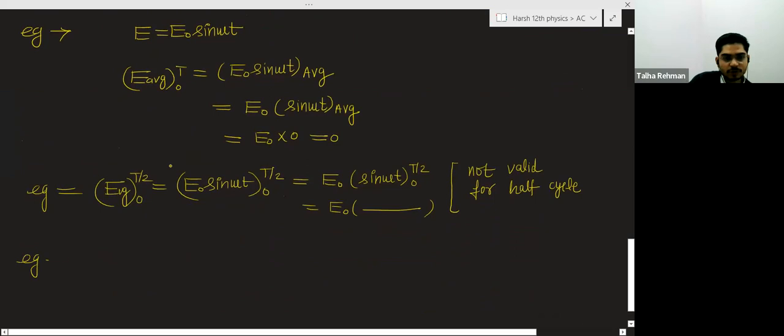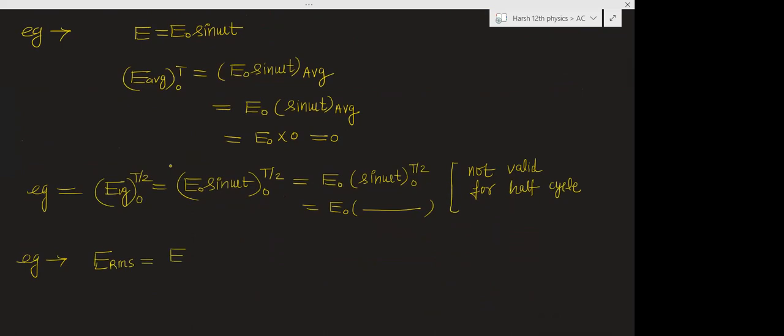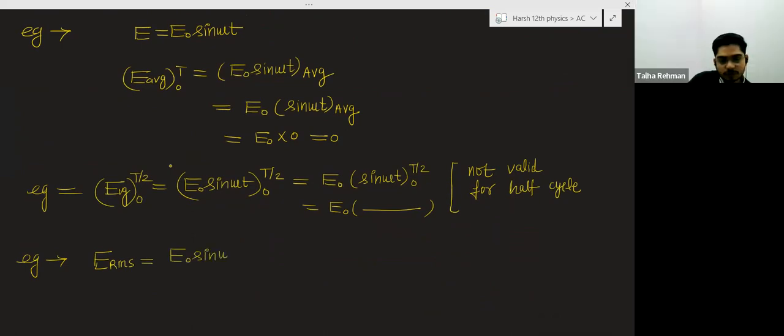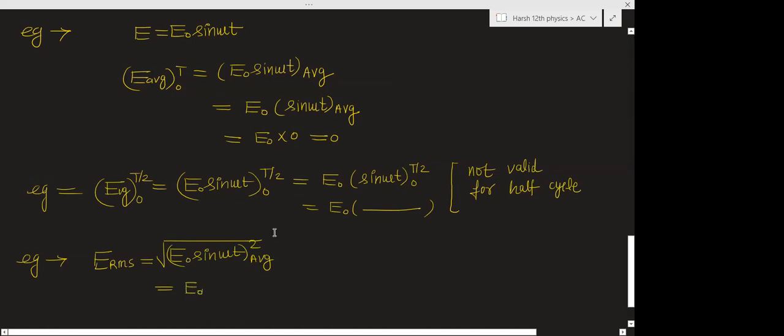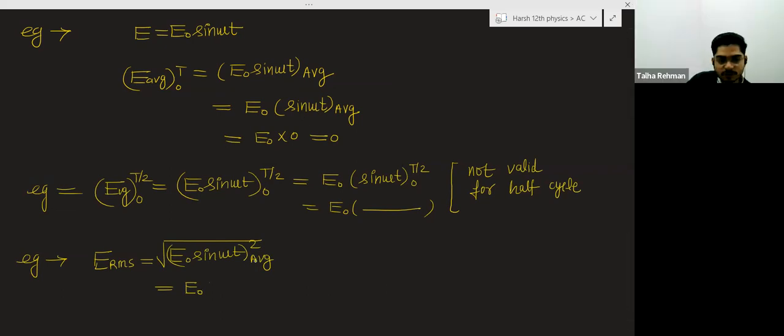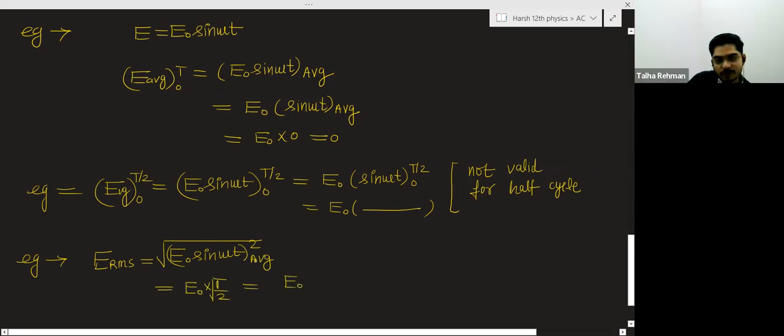For example, I want to calculate the root mean square value. The equation is E naught sine omega t, then square of this, average of this, and under root of this. Now E naught square you can take common, and when it comes out of the under root it becomes E naught. Now here you will have the average of sine square omega t. What is the average of sine square omega t? Half. And it will be under root also. So your value will be E naught by under root.